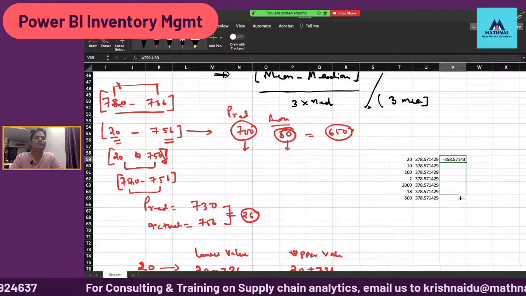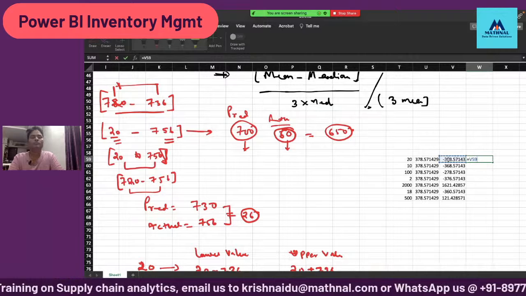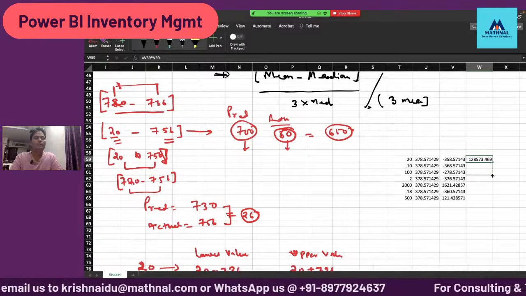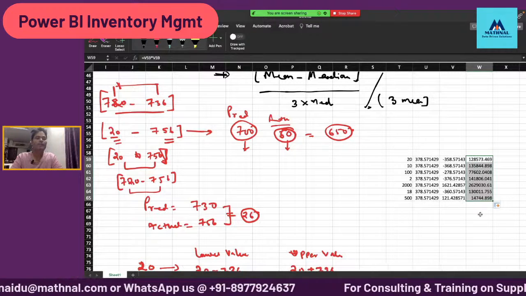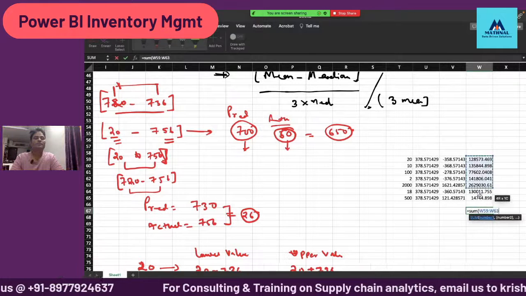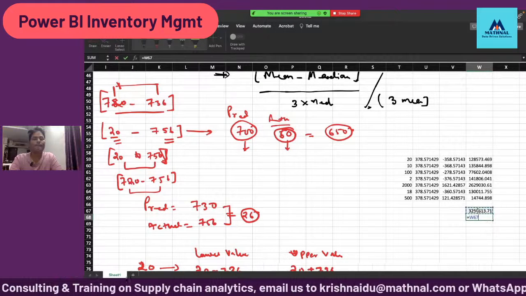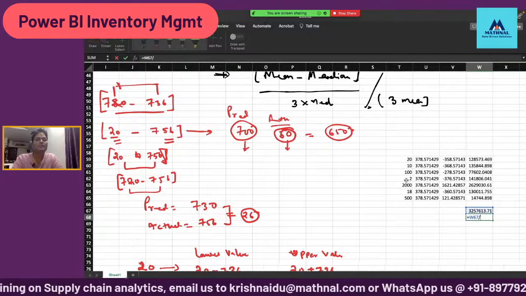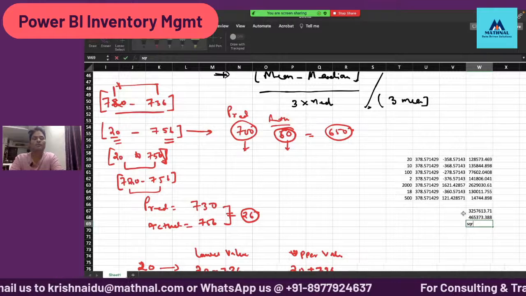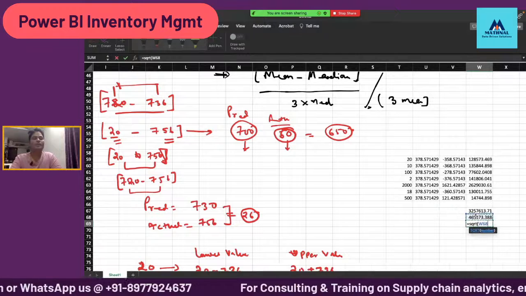Then we'll find the square of each gap. Whatever gap we are finding, we find the square of that. Then we do the sum of the squares of all the gaps. Then we'll find the average of this. So how many numbers are there? 7. Now we'll do the square root of this average.